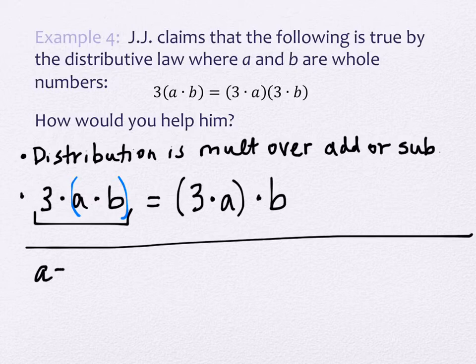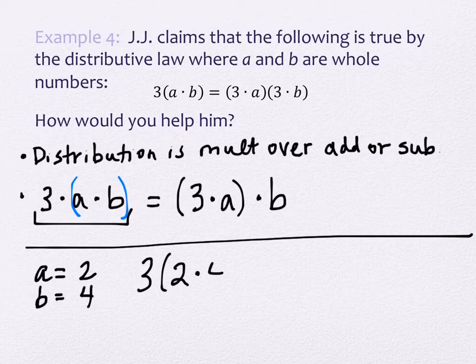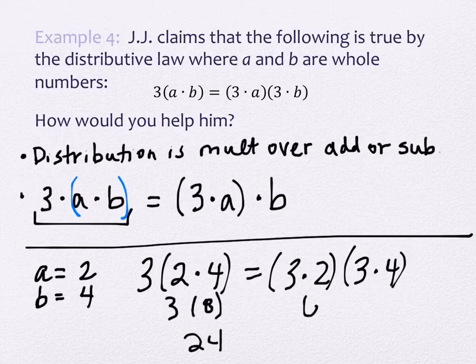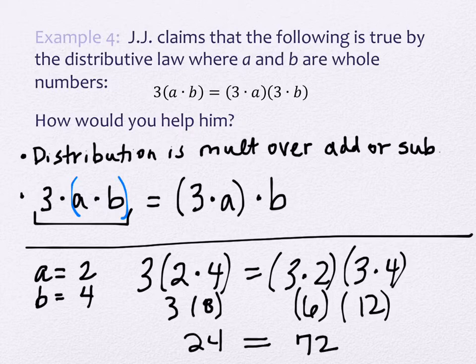And we could use any kind of example of letters or values for our letters A and B that we would like. Let me just use A as 2 and B as 4. That's as good as any. So the question is 3 times 2 times 4. Does that equal 3 times 2 and 3 times 4? So, of course, 2 times 4 is 8 on the inside here. So this is 3 times 8, which is 24. On the other side, 3 times 2, this is 6. And I have 3 times 4, which is 12. And 6 times 12 is actually 72. And so, of course, these are not the same.